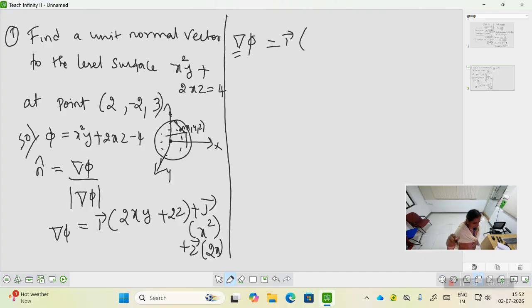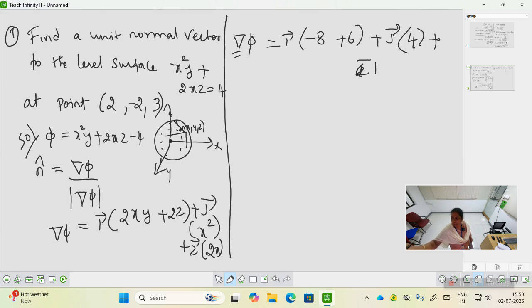So i vector multiplied by, your x value is 2. So 2 minus 4, so minus 8 plus 2z, plus 6. Plus j vector times, what is x value? I mean x distance is 2. So 2 square will be 4. Plus k vector times 2 into x; what is the value of x here? As I told you, x point is 2. So 2 into 2 is 4. So here comes my gradient, the rate of change of this phi, I got minus 2i vector plus 4j vector plus 4k vector.